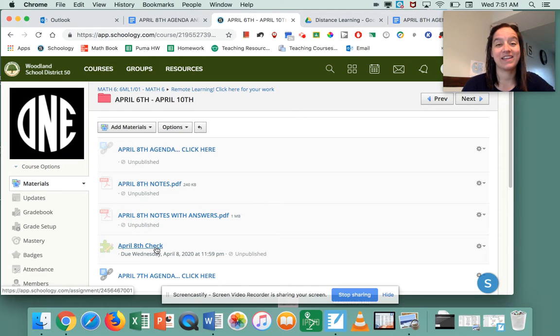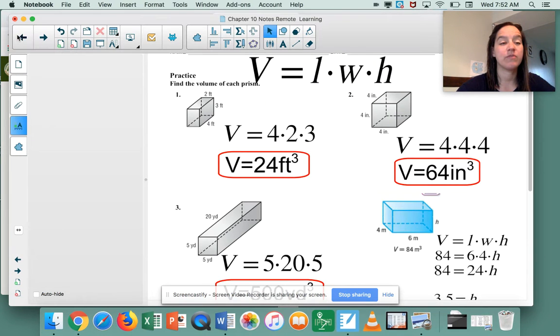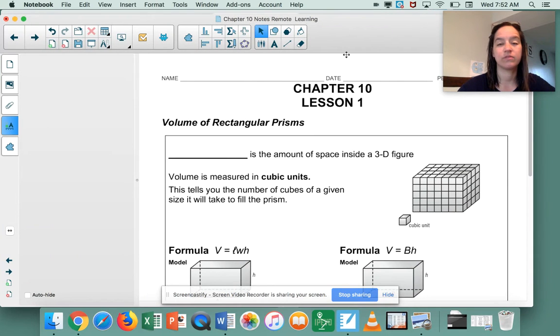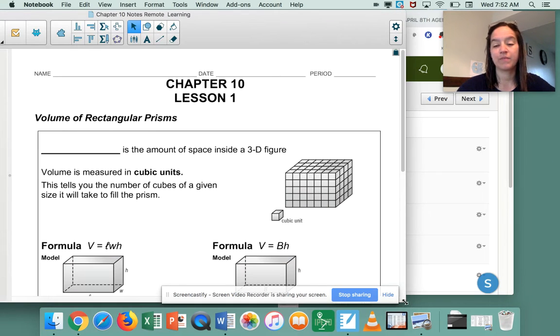We're going to go ahead and start with the notes. So if you need to pause and go get some paper and a pencil, because we're going to take some notes right now. All right, so here we go. Today, I'm going to try and make this a little bigger, and I'm not quite sure how. There we go.